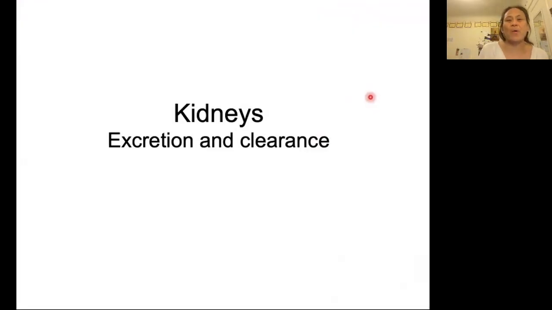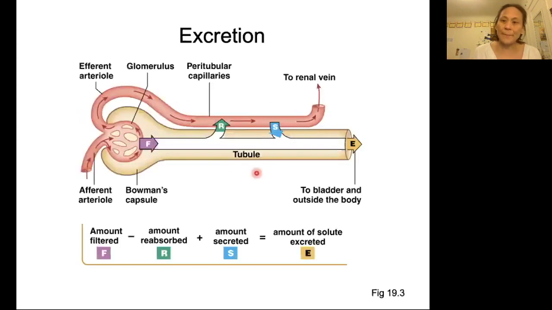Welcome back to our discussion of the kidneys. I want to remind you that we have been talking about the four main processes that happen in the kidneys. So we've gone through them one by one, and now we are on our last one, excretion. And I'm going to also talk about a related concept called clearance.